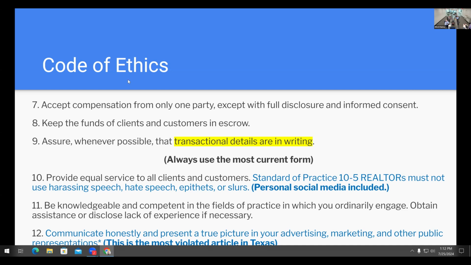Communicate honestly and present a true picture in your advertising, marketing, and other public representations. Have you ever gone to show a property? When you looked at the pictures, it was great. When you get there, there's power lines in the backyard, but you never saw them in the pictures. Was that being truthful and honest? If you do any type of virtual staging, you have to put that on the picture when you upload it with HAR.